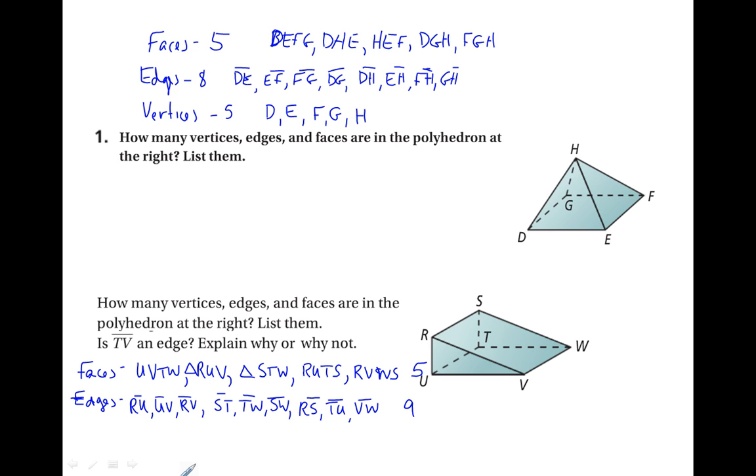If we look now at vertices, these are all of our points. Vertex singular, vertices plural. So R, U, V, S, T, and W, so we have 6. Now, it asks, is TV an edge? Segment TV, is that an edge? No, TV is not an edge because it's not the intersection of two planes or two faces of our figure. It could be a segment that we draw in, but it's not actually an edge.